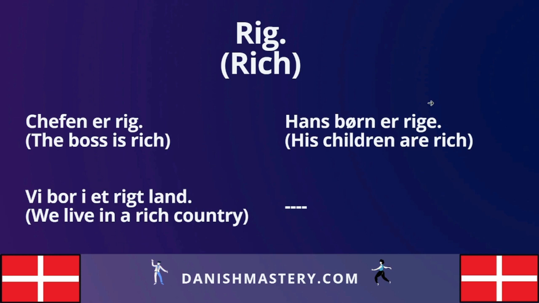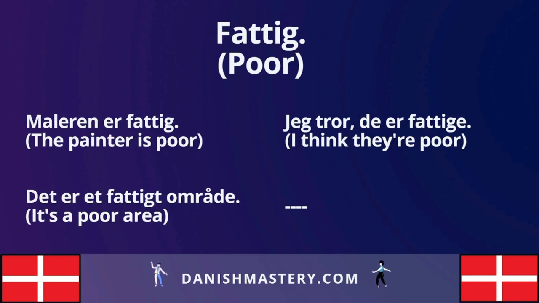Hans børn er rige. His children are rich. Alright. So yeah. Now, I didn't write one here in the adverbial form because I couldn't think of any. They might not exist at all. There are some things that you cannot do, like you cannot do something in a rich way. So yeah, it is what it is. Rig.